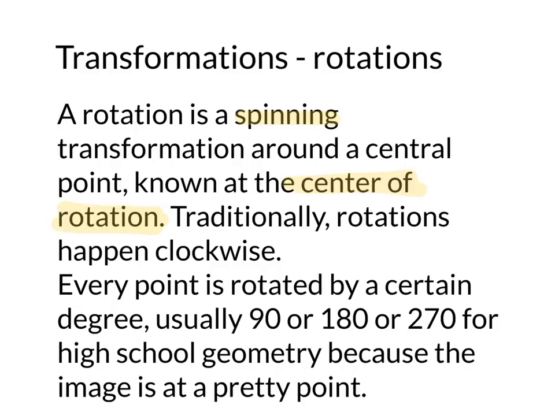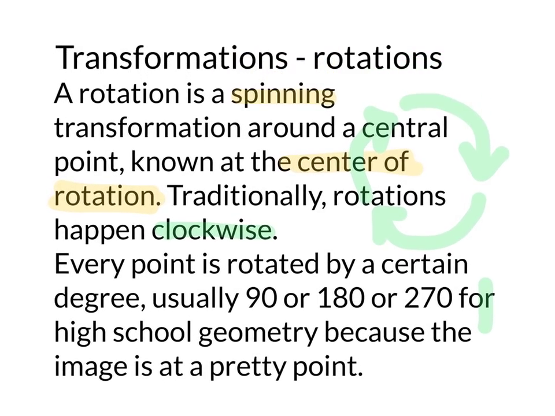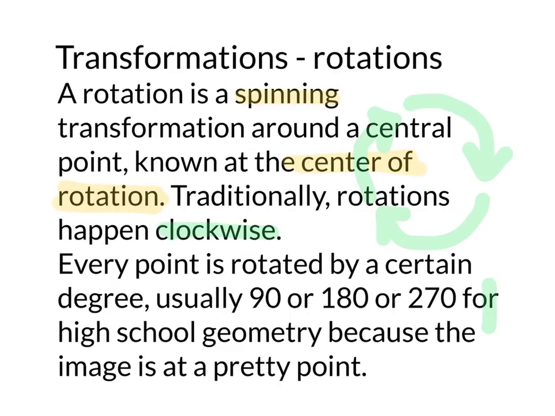You can rotate around a corner, you can rotate around a vertex, you can rotate around anything. But traditionally, for the most part, that happens in a clockwise fashion. Clockwise goes this way around the circle, like the way the hands of a clock move. Every point is rotated by a certain degree, normally 90, 180, or 270, because we get nice pretty points and we can make nice predictions.